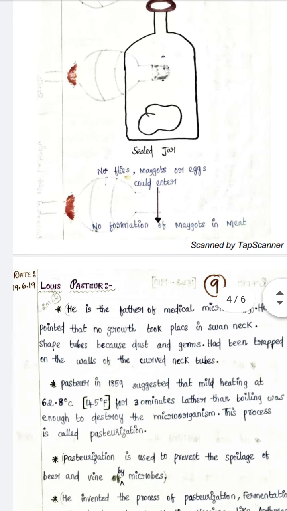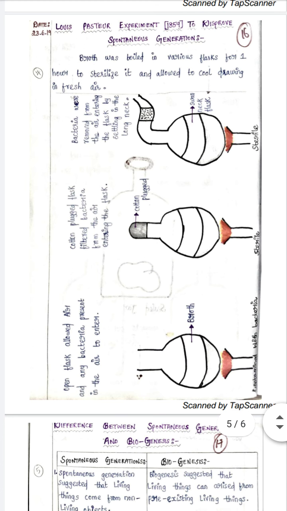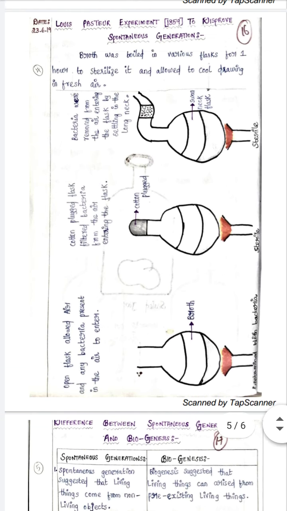Louis Pasteur did an experiment with a swan neck flask. He kept 3 flasks with broth in them, and all 3 flasks were boiled continuously. In the open flask, he allowed air to enter, and the bacteria present in the air could enter, and it was contaminated with bacteria.